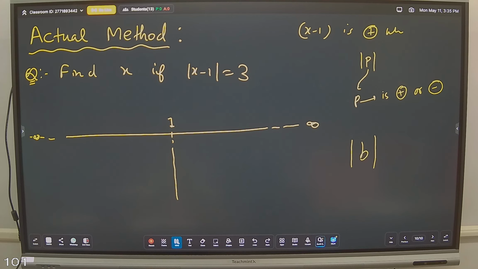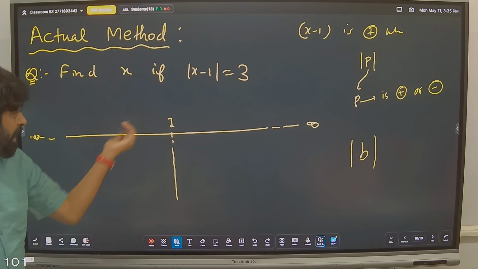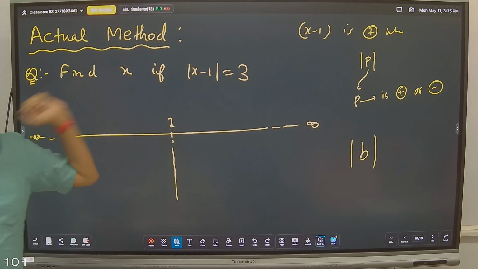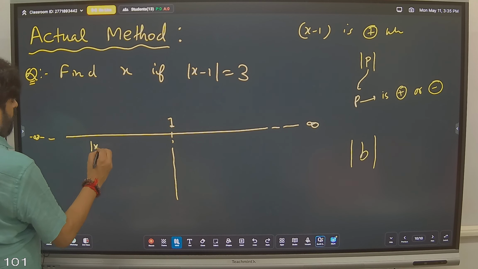Something gone in your mind? Why am I making 2 cases? Because before 1 I know it's negative, after 1 it's positive. So I will solve this question 2 times.